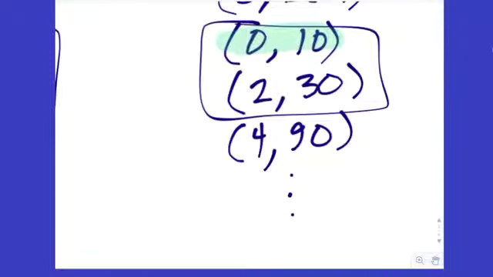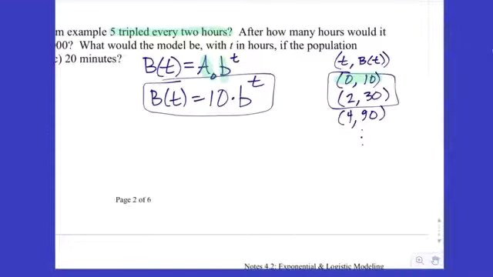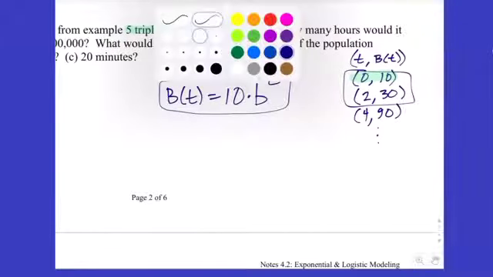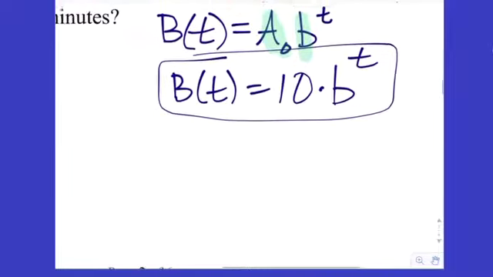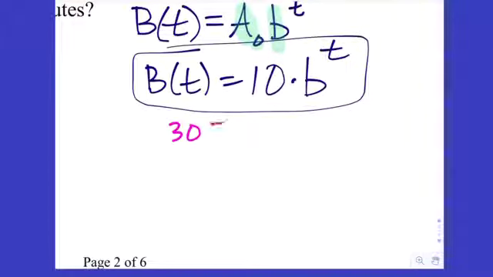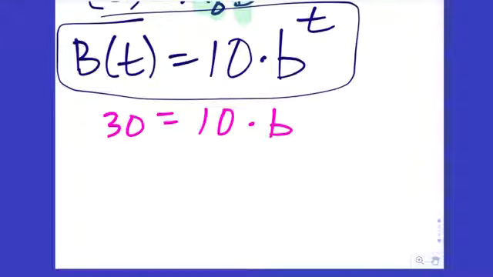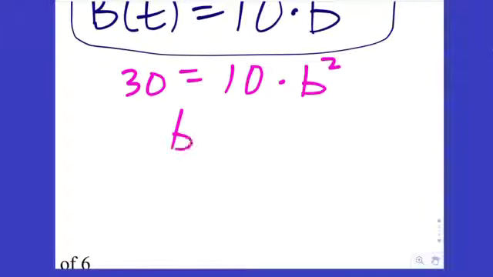Now I can plug in any other point, either the (2, 30) or the (4, 90). It doesn't really matter. I'll choose the (2, 30) just because the numbers are a little smaller. So when I plug in, I get 30 for b of t equals 10 times b to the power of 2. And now all we have to do is algebraically solve for b. So if we do that, we'll divide through by 10, and we get 30 tenths, also known as 3. Now I'll extract the square root from both sides.